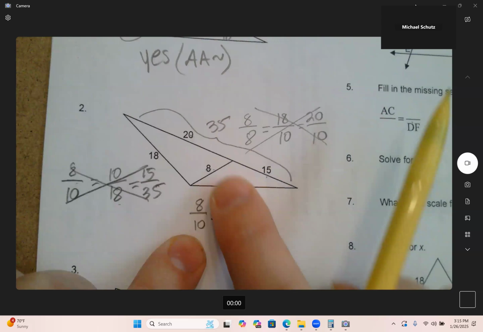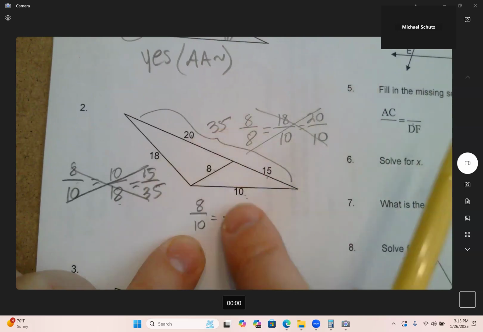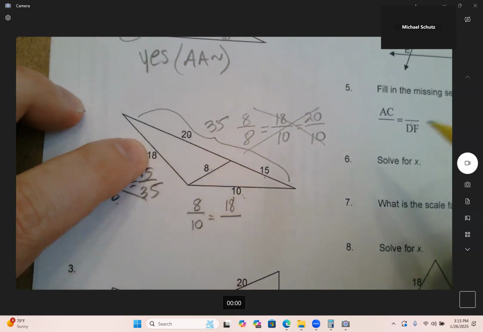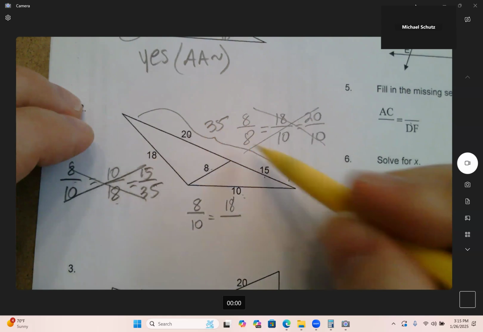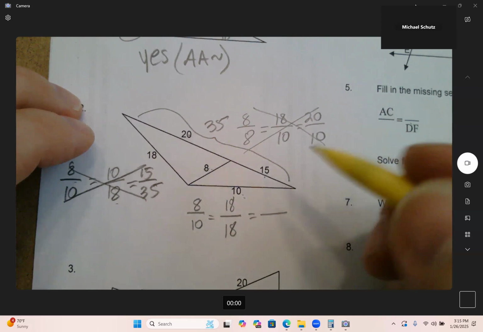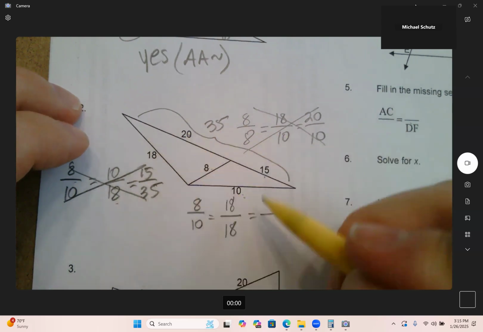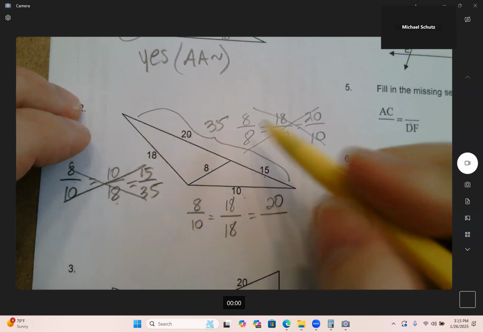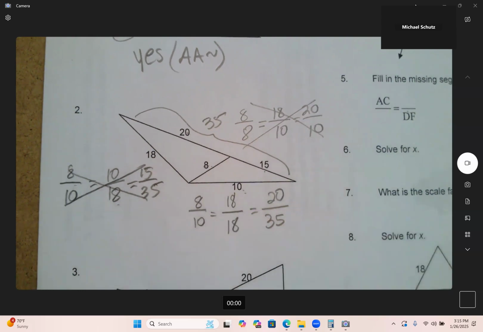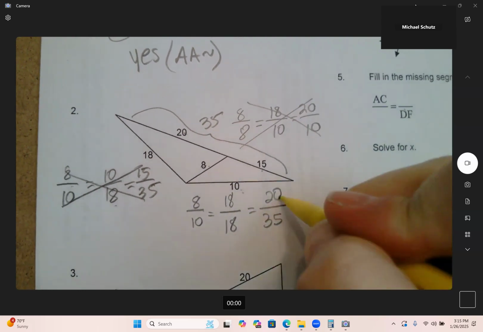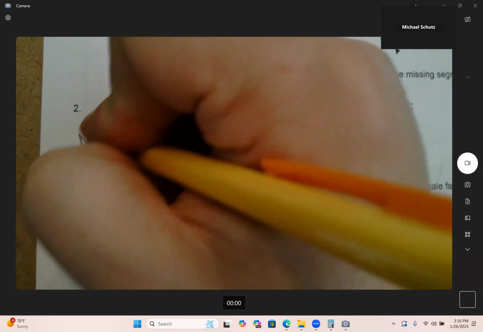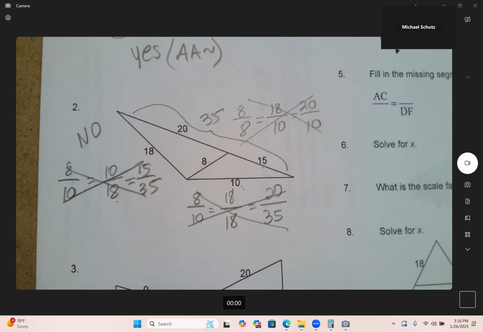All right, we'll go back to this now. 8 is small. In the big triangle, 10 is the small. The medium size in this triangle is 18, and in the large triangle, it's 18. In this triangle right here, the largest size is 20. In the big triangle, the largest size is 35. Well, 8 over 10 reduces to 4/5, but 18 over 18 reduces to 1, and 20 over 35 reduces to 4/7. So no, there are no similar triangles by side similarity on this one.